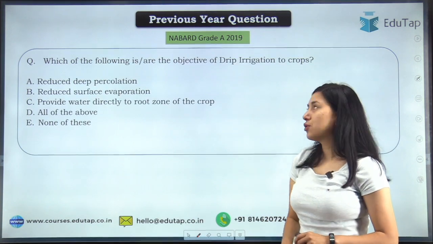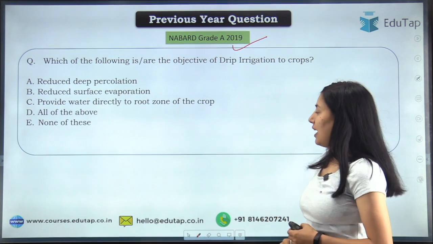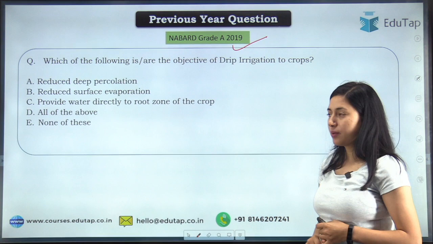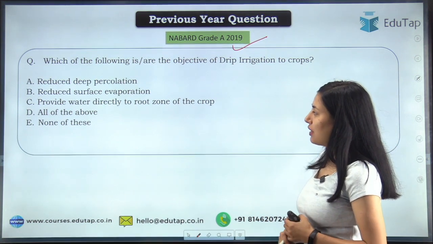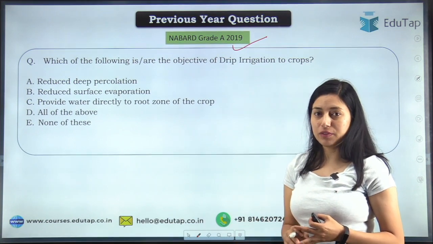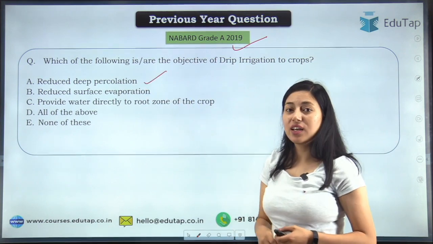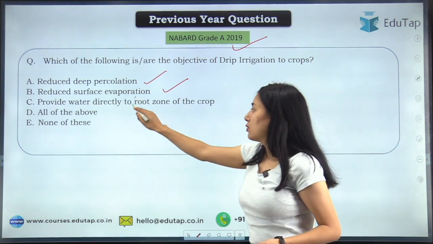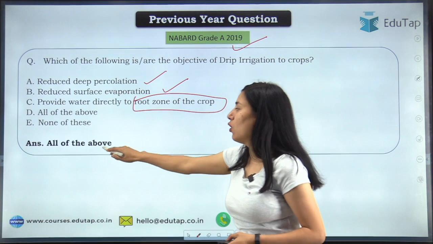Now moving on to the next question, which was asked in NABARD Grade A 2019. Which of the following are the objectives of drip irrigation to crops? Options are reduce deep percolation, reduce surface evaporation, provide water directly to the root zone of the crop, all of the above, none of the above. Students, we have discussed that drip irrigation can reduce deep percolation, it can reduce surface evaporation, and it is also applying water directly to the root zone. So the answer for this question will be all of the above.